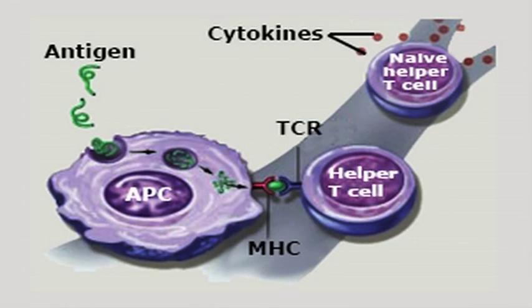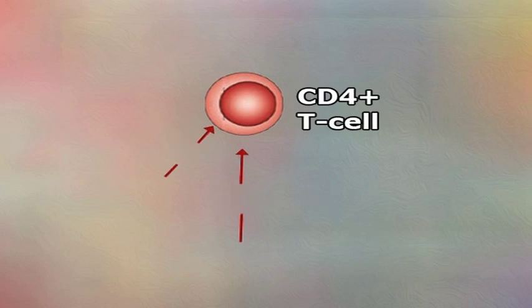Helper T cells express T cell receptors TCR that recognize antigen bound to class II MHC molecules. The activation of a naive helper T cell causes it to release cytokines, which influences the activity of many cell types, including the APC. HIV, that is human immunodeficiency virus, is able to subvert the immune system by attacking the CD4 plus T cells.